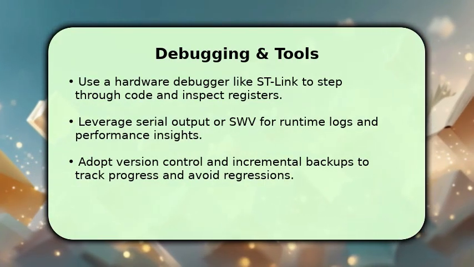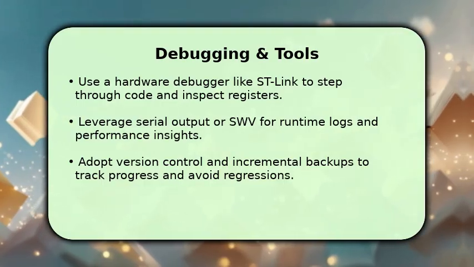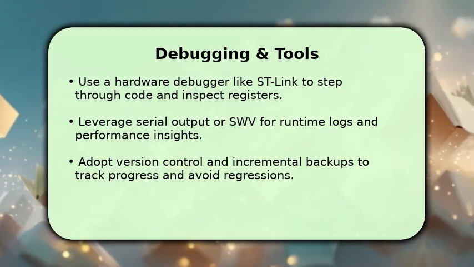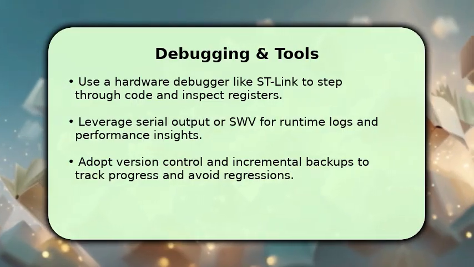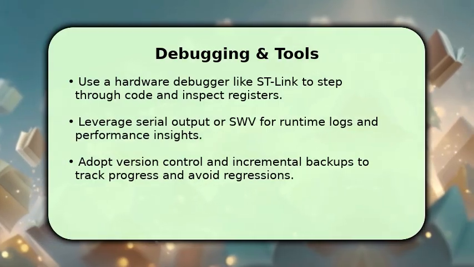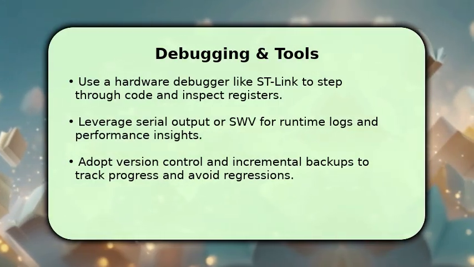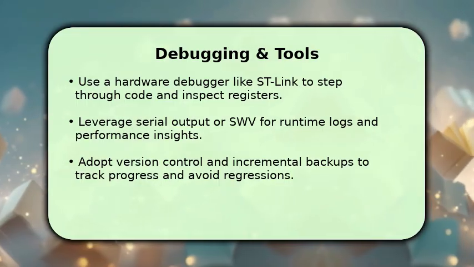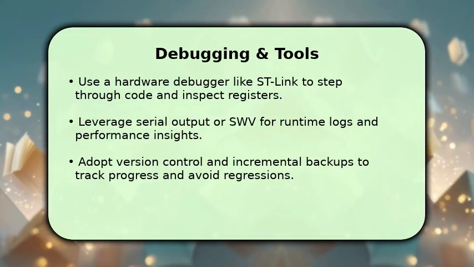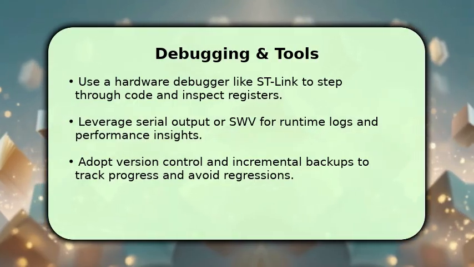Attach an ST-Link or compatible debugger and step through code to inspect variables and registers. Use UART or SWV for runtime logging and to measure timing behavior. Employ version control for your projects and backups to preserve working states. Learn to set breakpoints, watch expressions, and examine peripheral registers while running to quickly isolate issues and validate fixes.